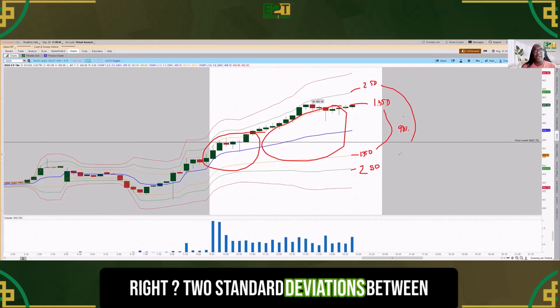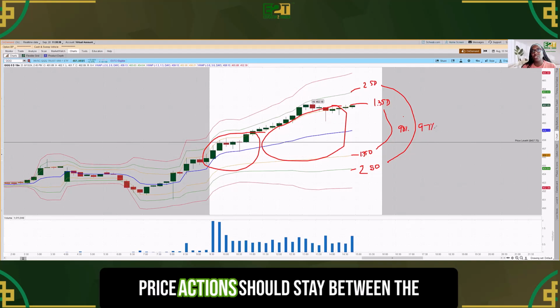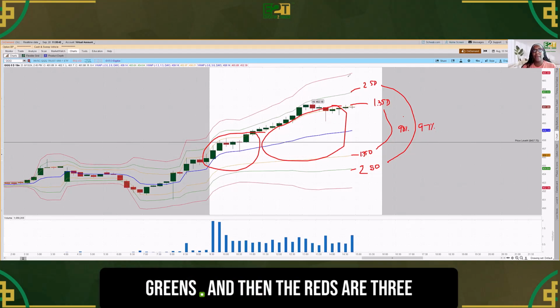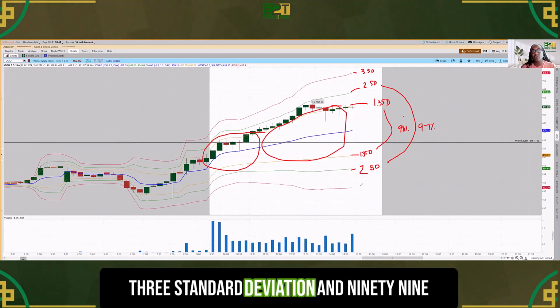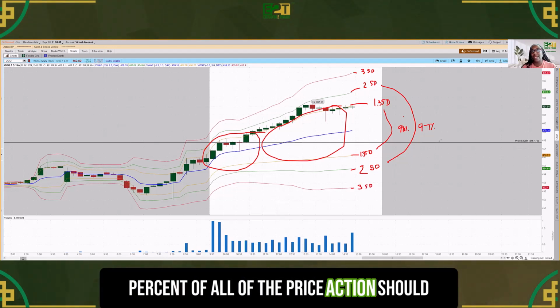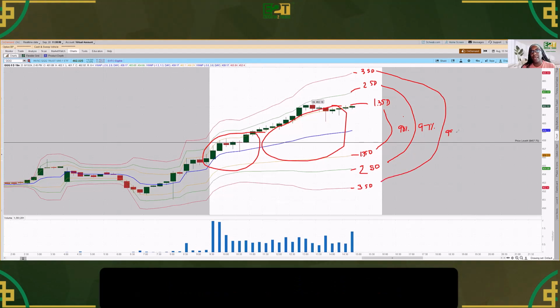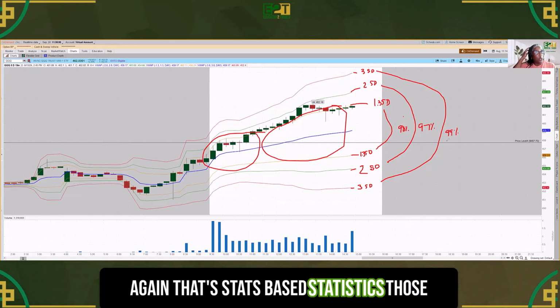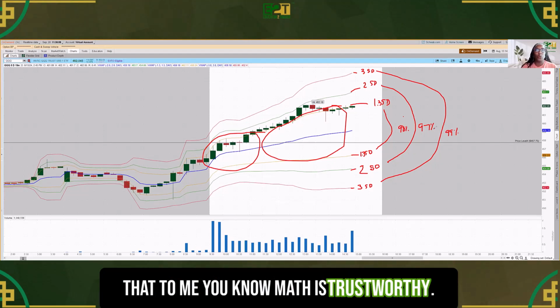Two standard deviations between these two, about 97% of price action should stay between the greens. And then the reds are three standard deviations, and 99% of all of the price action should stay between these two bands. Again, that's stats-based. Statistics don't shift around based on manipulation, yada, yada. Those things are statistics-based, so that to me, math is trustworthy.